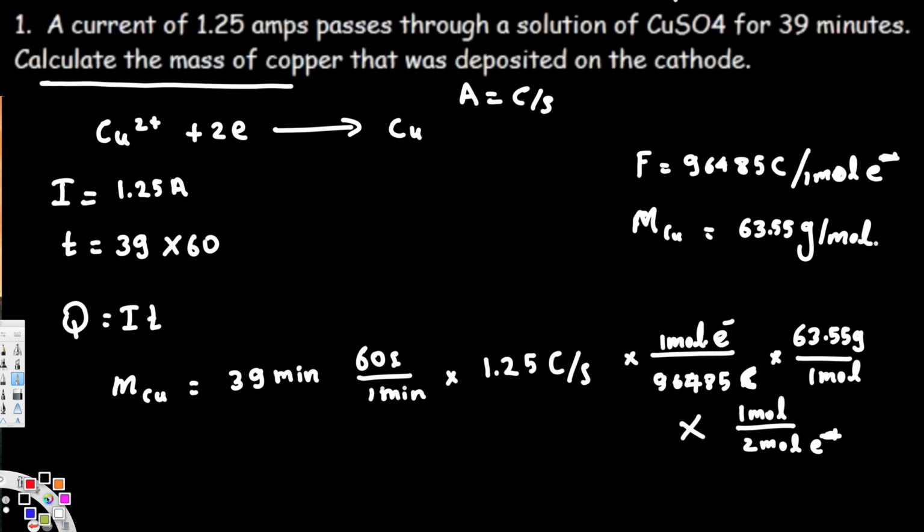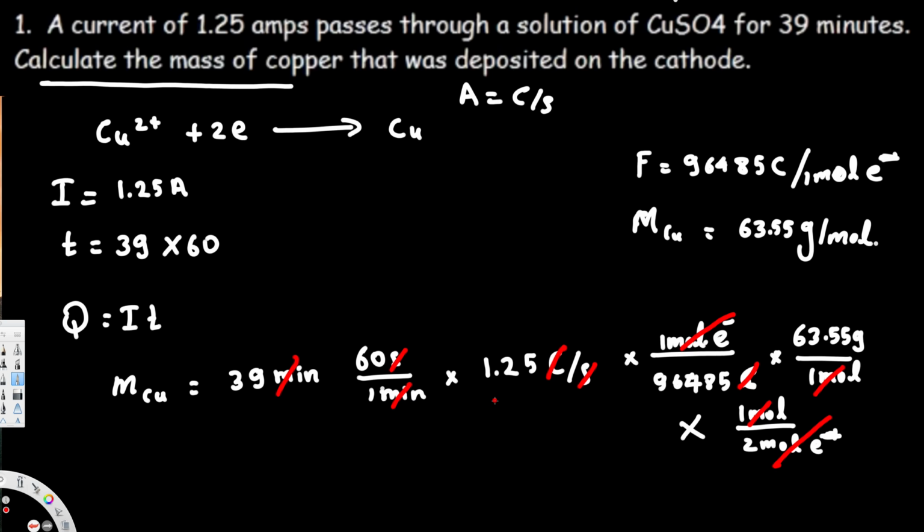Now let's cancel whatever we can cancel. Minutes cancel, seconds cancel, coulombs cancel, and here we have 1 mole of electrons on the top and 1 mole of electrons on the bottom. And then we have grams per mole, and we have to get rid of this mole too, and we have this 1 mole right here. So 1 mole cancels, and we are left with grams.